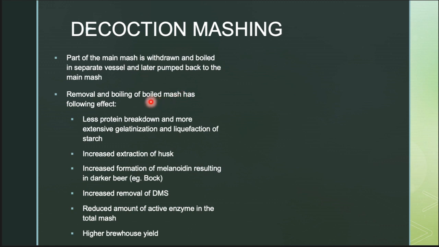Removal of the boiled mash to a separate vessel has the following effects: less protein breakdown and more extensive gelatinization and liquefaction of starch, increased extraction of husk, increased formation of melanoidin resulting in darker beer, increased removal of DMS, reduced amount of active enzyme in the total mash, and higher brewhouse yield. Generally, the boiled mash quantity varies from 1/3 to 1/4 of the total mash.